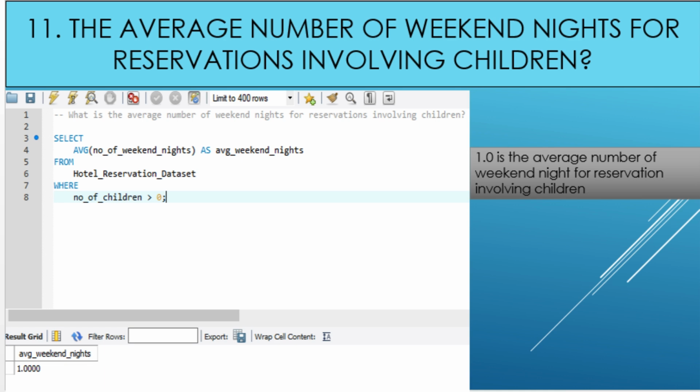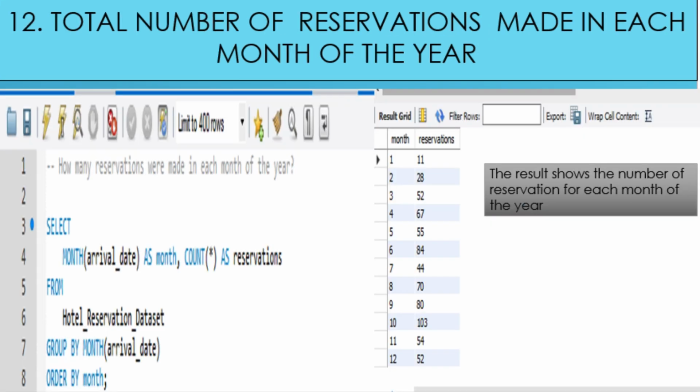The next was the average number of nights of reservations involving children. At the end of the day, after the query was run, I had 1.0 as the average number of weekend night reservations involving children. And then I moved on to the total number of reservations that were made for each month of the year. When the query was run, I had different months with different reservations. From January to December, they all had reservations that were made for that year.